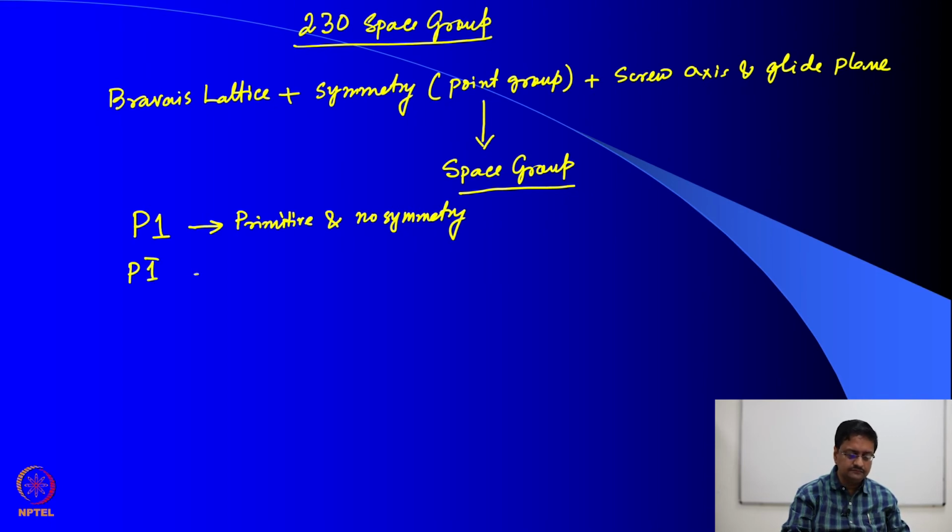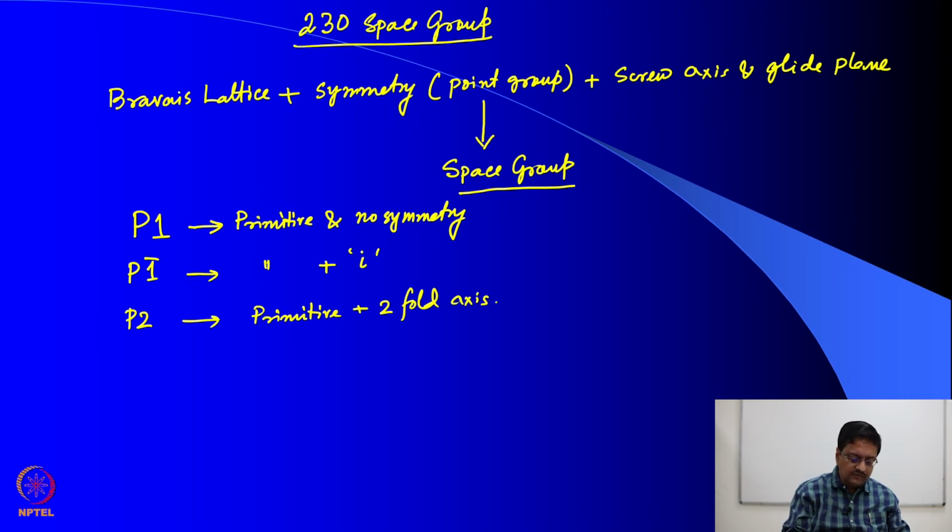P1 bar means primitive plus I. The next space group one can think of is P2, so it is primitive plus a two-fold axis. One can have P21, which means primitive plus a 2-1 screw axis.